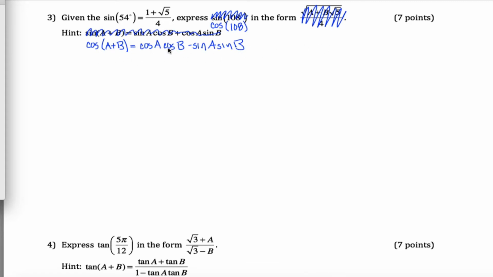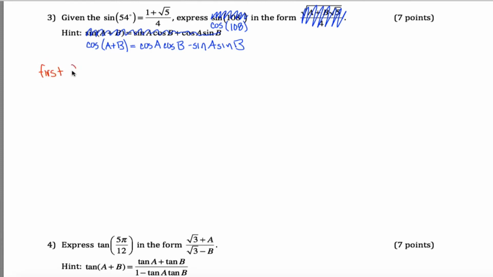First thing is to note that 108 is just 54 plus 54. So the cosine of 108 degrees is the cosine of 54 plus 54, which is the cosine of 54 times the cosine of 54 minus the sine of 54 times the sine of 54. I'm given the sine of 54, so let's first find the cosine of 54.